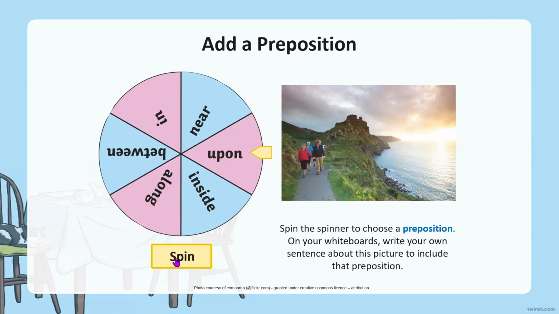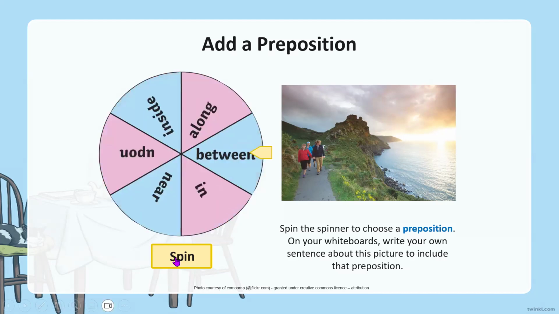Okay, or maybe we can spin again. Here it is. Between. I saw the rocks between the flower and the grass. Very good, Dolin. Okay, now one last more.